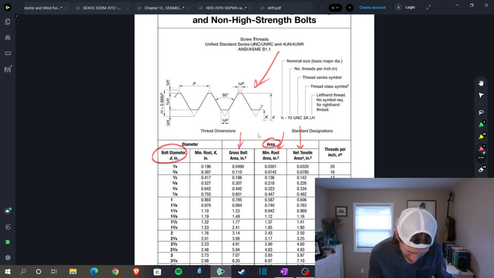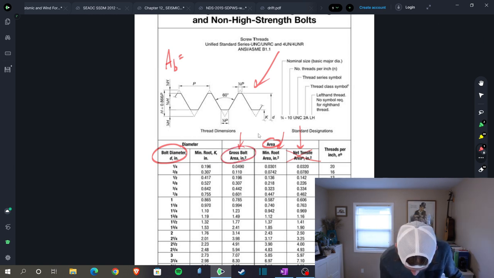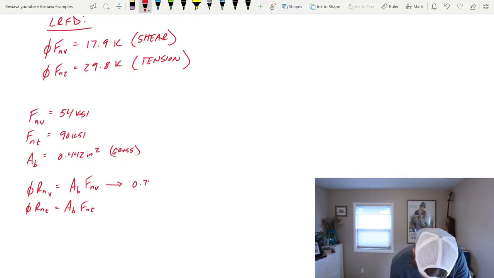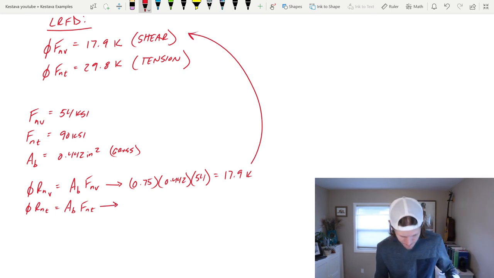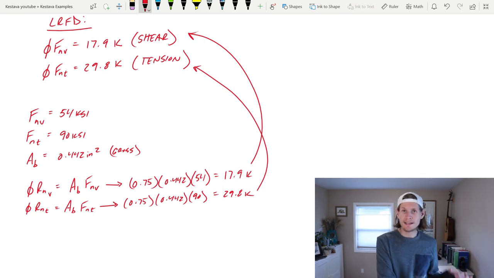Well, if you remember the equation and the variable we're still looking for, AB, they asked for the unthreaded body area, which means that even if you have a shear plane where the threads are included, you're not going to take the net tensile area. You're actually going to take the gross bolt area. And we are doing 3/4, that's right here, which gets us an AB of 0.442 inches squared. All right, we plug everything in, 17.9 kips, right on the money. And if we plug everything in for tension capacity, that also gets us right on the money. So that's how they determine the capacities to put into the tables.